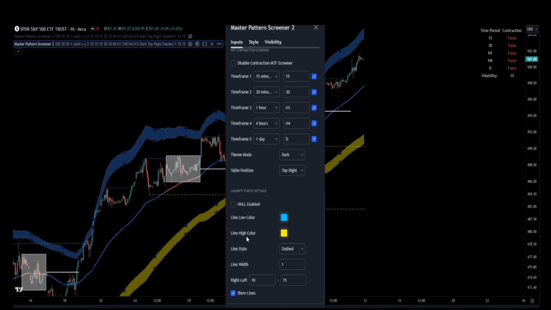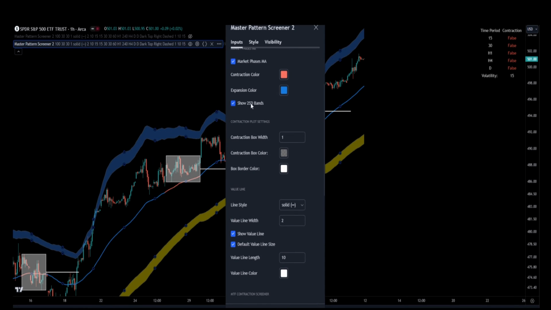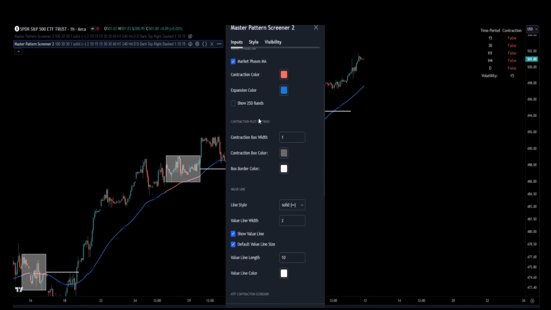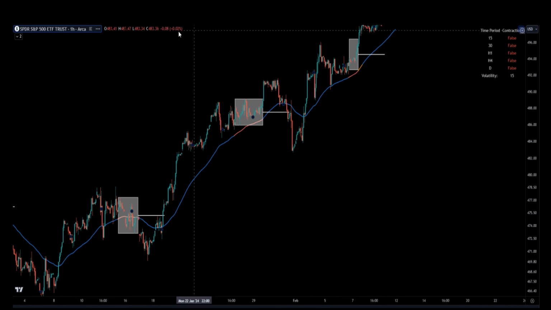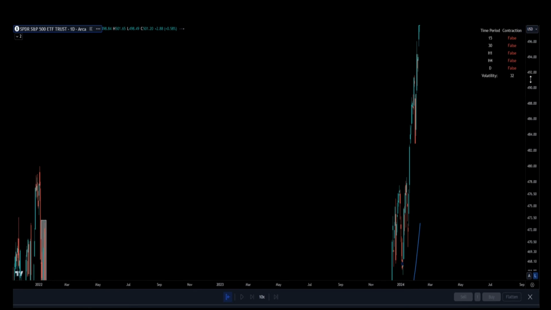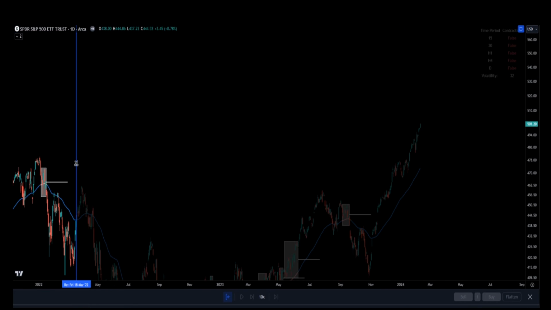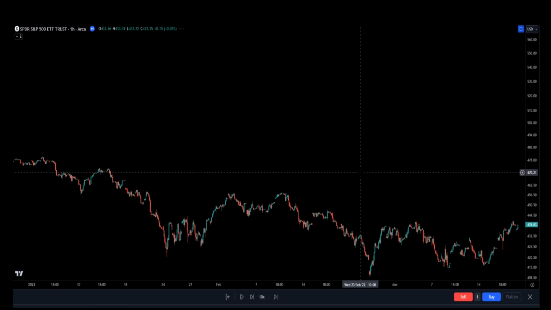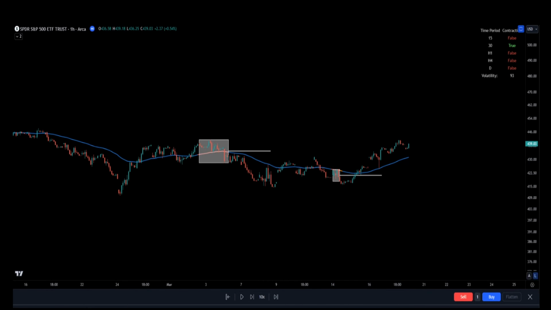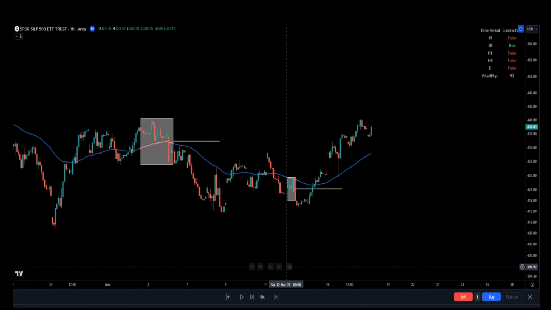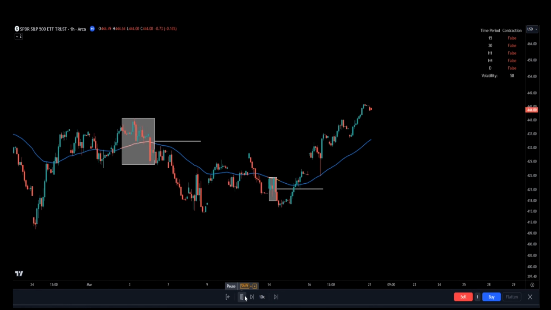The multi-time frame screener allows traders to analyze market contractions across different time frames simultaneously. Traders can customize the parameters of the screener to focus on specific time frames or adjust the criteria for identifying contractions. This feature enables traders to conduct comprehensive multi-time frame analysis and identify high-probability trading opportunities.